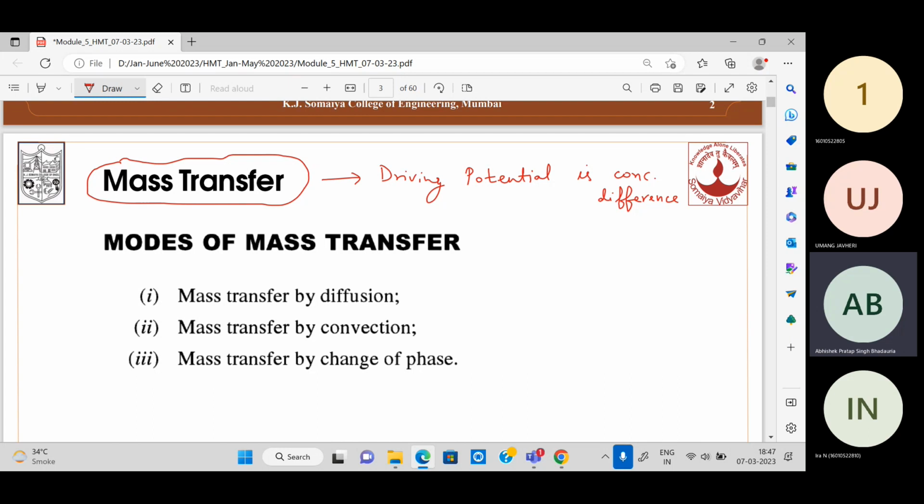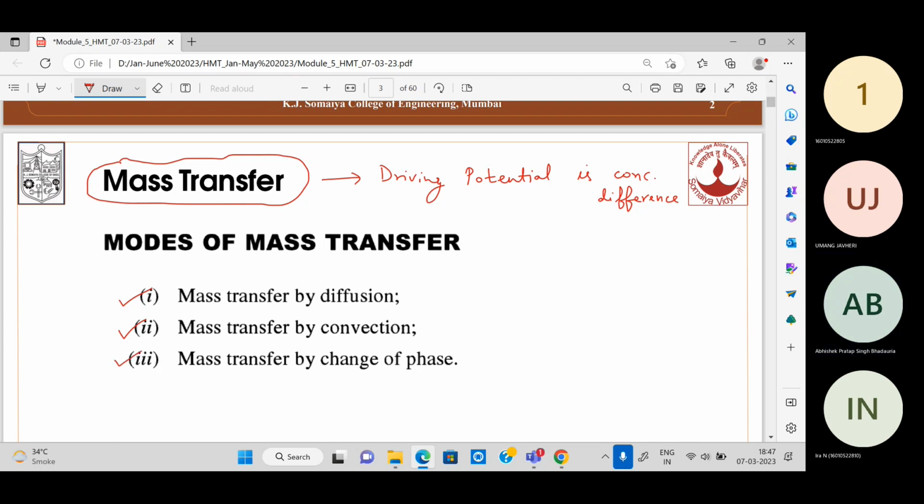Okay, now let's talk about mass transfer. Generally, mass transfer refers to the diffusion of chemical species components from a region of higher concentration to a region of lower concentration. There are three modes of mass transfer. Number one, mass transfer by diffusion. Second, mass transfer by convection. Third, mass transfer by change of phase.